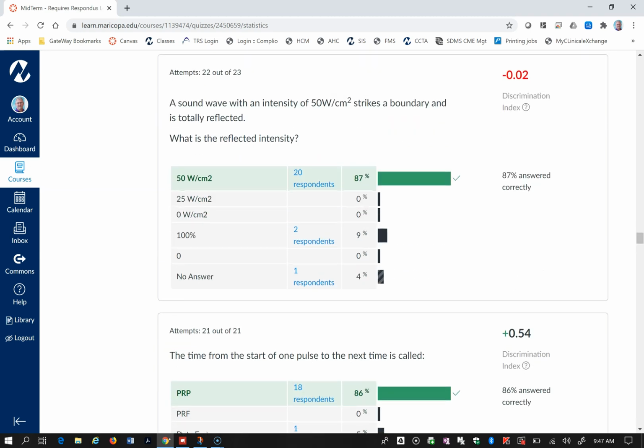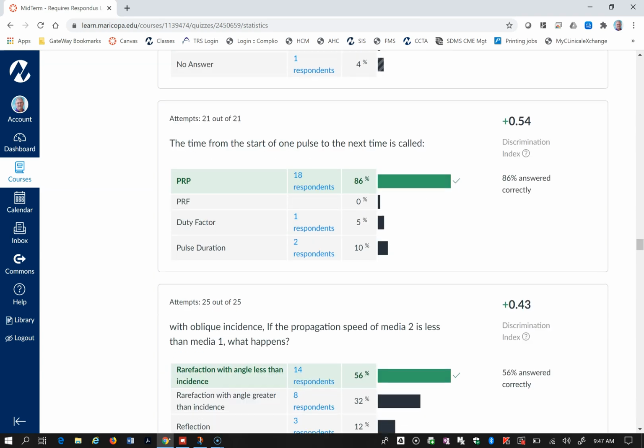A sound wave with an intensity of 50 watts per centimeter squared strikes a boundary and is totally reflected. What is the reflected intensity? If it's completely reflected, the intensity remains the same and it stays at 50 watts per centimeter squared. Next question. The time from the start of one pulse to the next pulse is called the pulse repetition period.